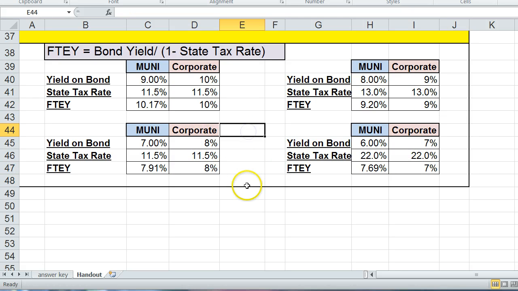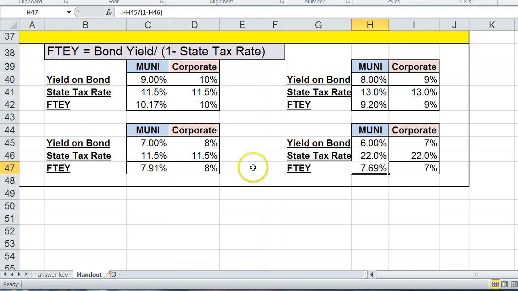All right, that's better. That's because I copied the wrong formula. But okay, so to reiterate, in this case, the muni is better than the corporate. In this case, the corporate is better than municipal. And in this case, municipal has a higher rate than the corporate, after we take into account the tax savings and convert the municipal to a fully equivalent tax yield.